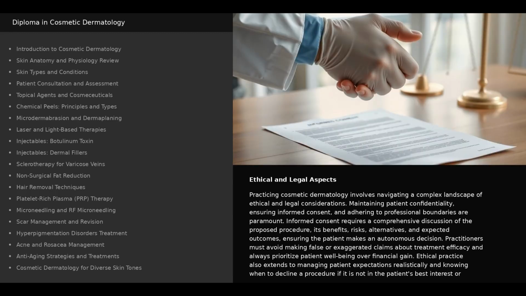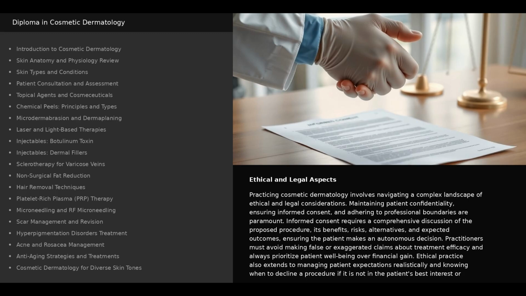Practicing cosmetic dermatology involves navigating a complex landscape of ethical and legal considerations. Maintaining patient confidentiality, ensuring informed consent, and adhering to professional boundaries are paramount. Informed consent requires a comprehensive discussion of the proposed procedure, its benefits, risks, alternatives, and expected outcomes, ensuring the patient makes an autonomous decision.